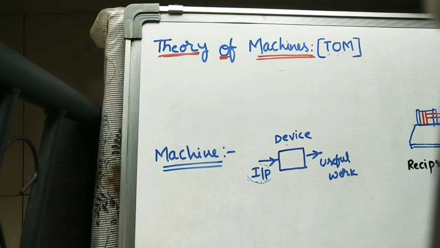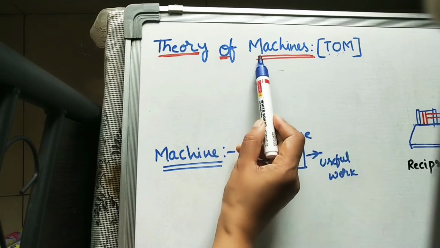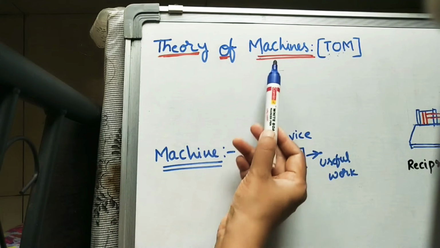In today's class, let us discuss theory of machines. It is a mechanical engineering subject. In shortcut form, instead of Theory, we can write T, O for of, and M for Machines: TOM also we can write. So before discussing what we will study in this subject, first let us take what a machine is.